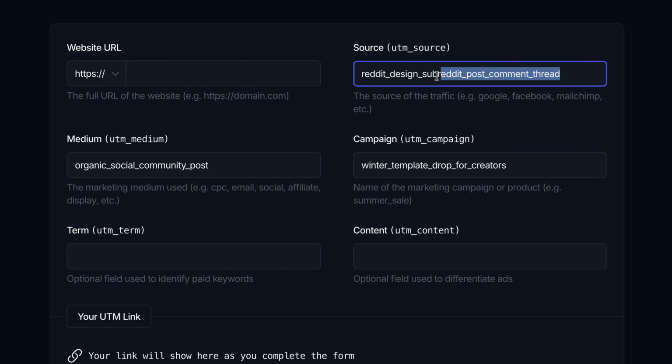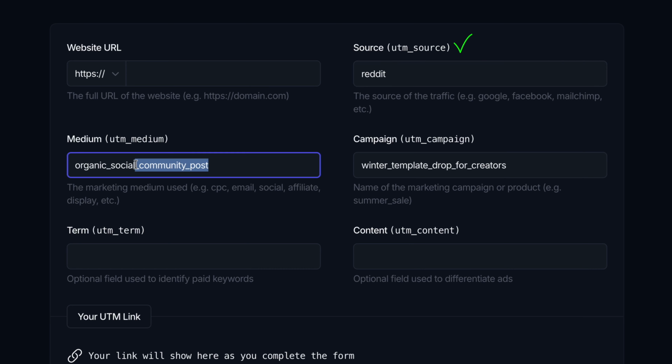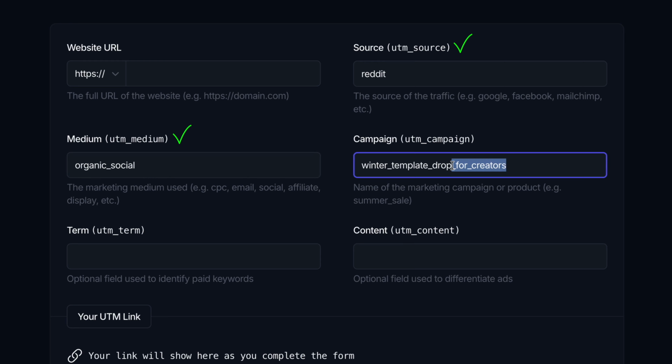Mistake number 6 is using long or unclear values. Keep your UTM values short and descriptive. You should be able to understand the source, medium, and campaign at a glance without having to use lengthy terms.